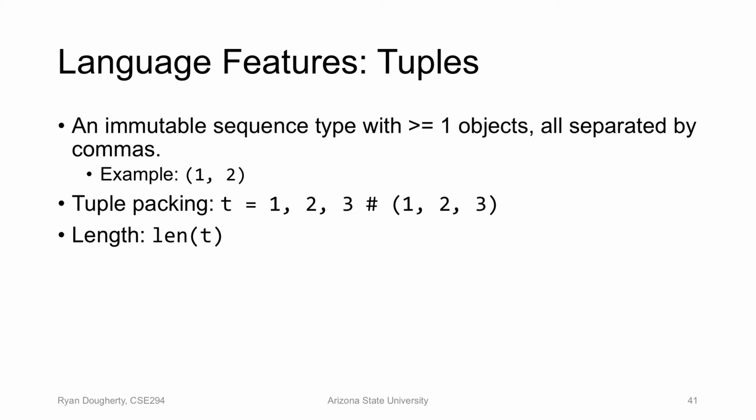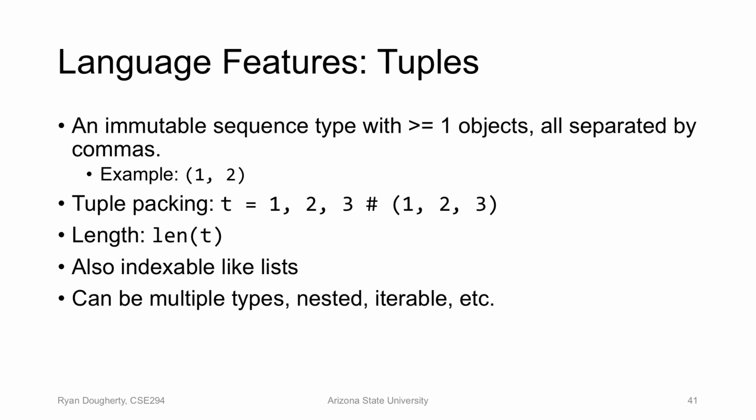Okay. Pretty much for all sequences, you can do a len on this. It's indexable, so you can say T of 0. It works the same way. Also multiple types, nested iterable, so you can do pretty much exactly the same thing as a list, but the only thing different now is that it's at least one object, non-empty, and immutable. So you can't update any elements, and obviously you can't add elements to a tuple. Okay? So why use it over a list?